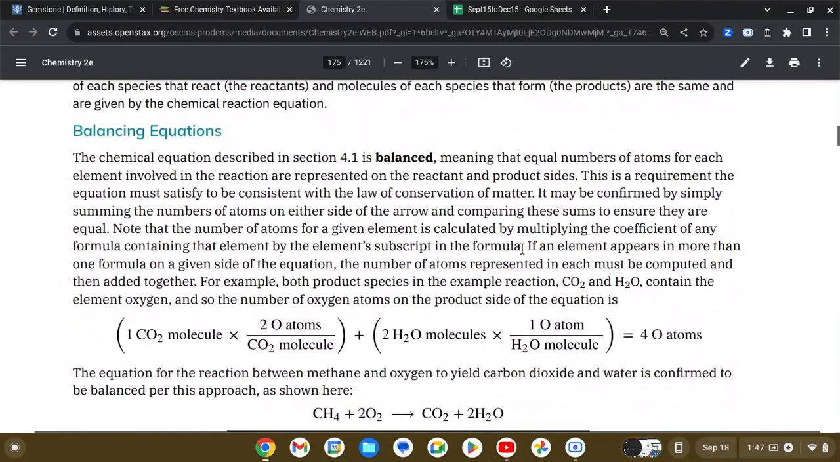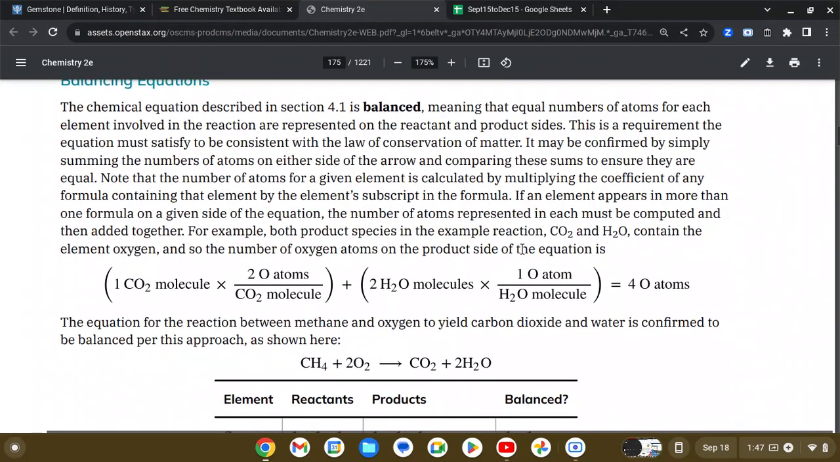Balancing equations. The chemical equation described in section 4.1 is balanced, meaning that equal numbers of atoms for each element involved in the reaction are represented on the reactants and product sides. This is a requirement the equation must satisfy to be consistent with the law of conservation of matter. It may be confirmed by simply summing the numbers of atoms on either side of the arrow and comparing these sums to ensure they are equal.